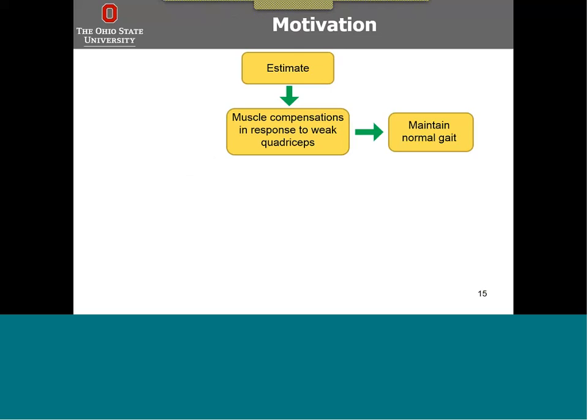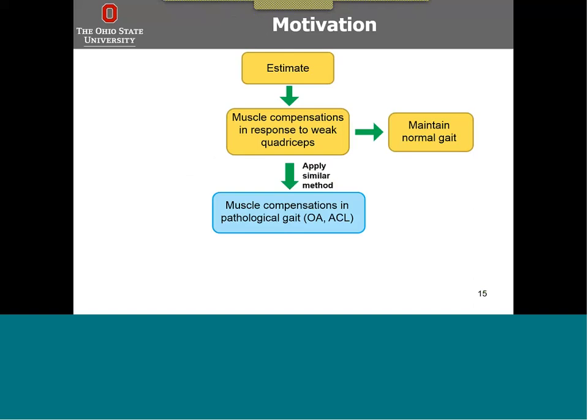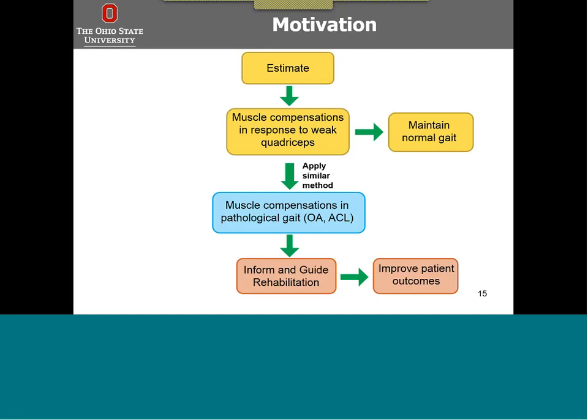So then if we can estimate muscle compensations in response to weakened quadriceps that are required to maintain normal gait, we can apply a similar method to investigating muscle compensations in pathological gait. So for example, in the OA population, and also perhaps individuals who have had an ACL injury or a total knee replacement. And hopefully these results can help to inform and guide rehabilitation strategies that can improve patient outcomes.